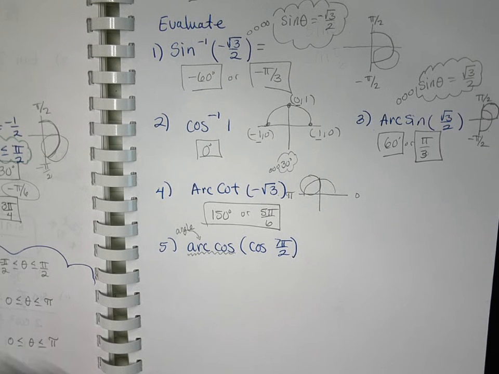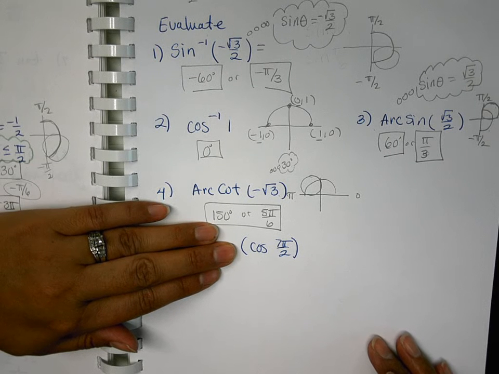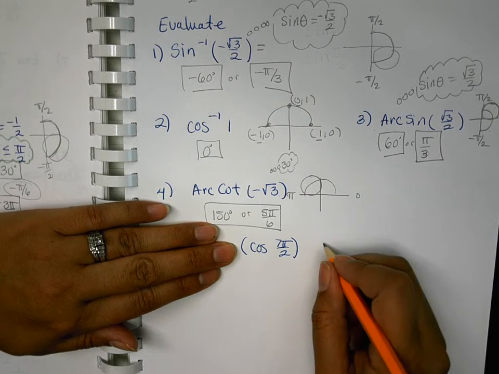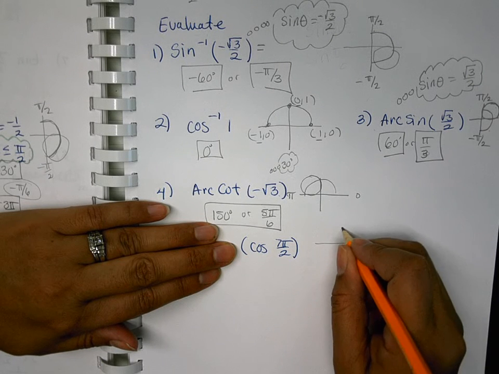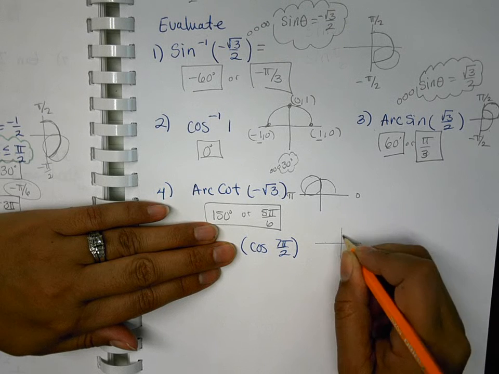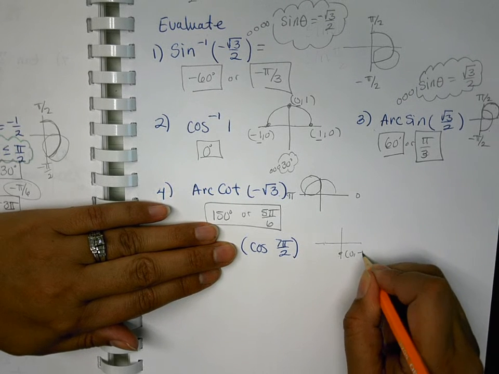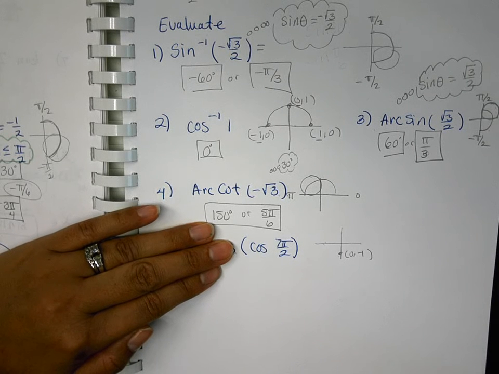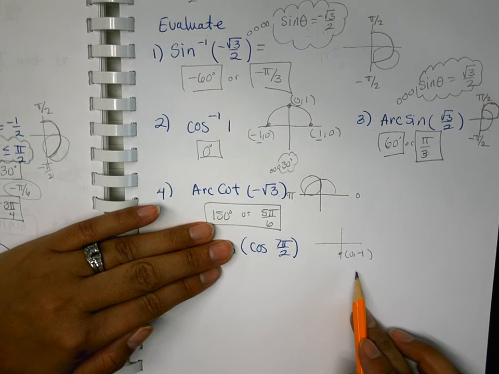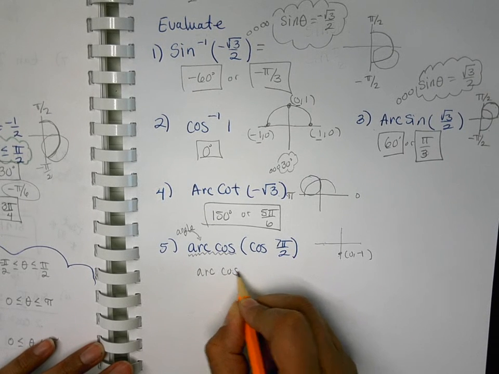All right, so I do this part first. What's cosine of 7 pi over 2? Where is 7 pi over 2? 1, 2, 3, 4, 5, 6, 7. Is this 7 pi over 2? Yes. And what is cosine of 7 pi over 2? 0. So I have arc cosine of 0.